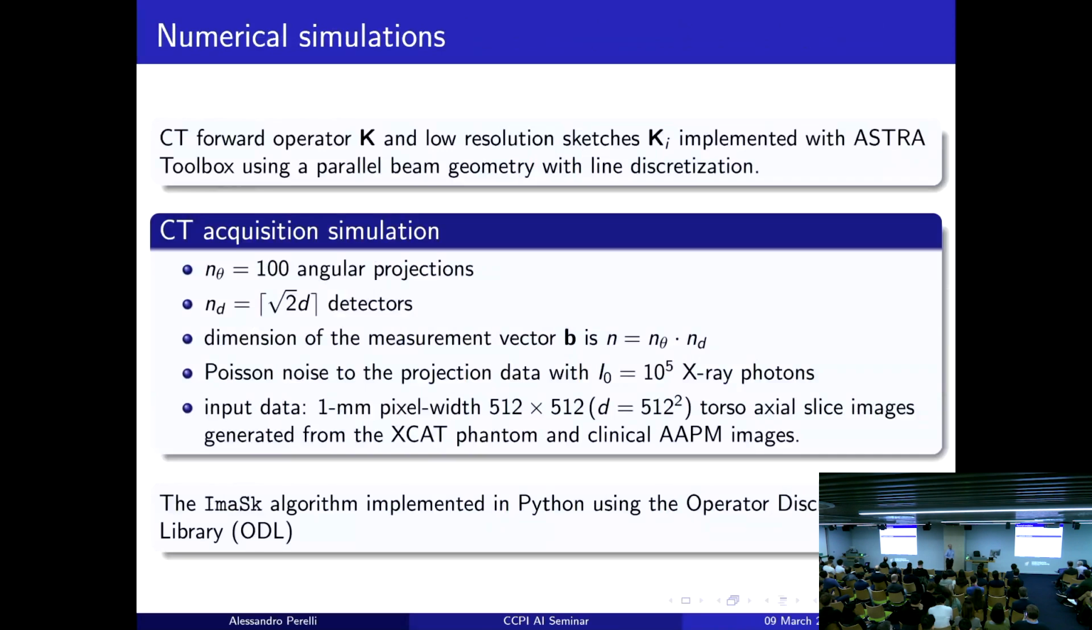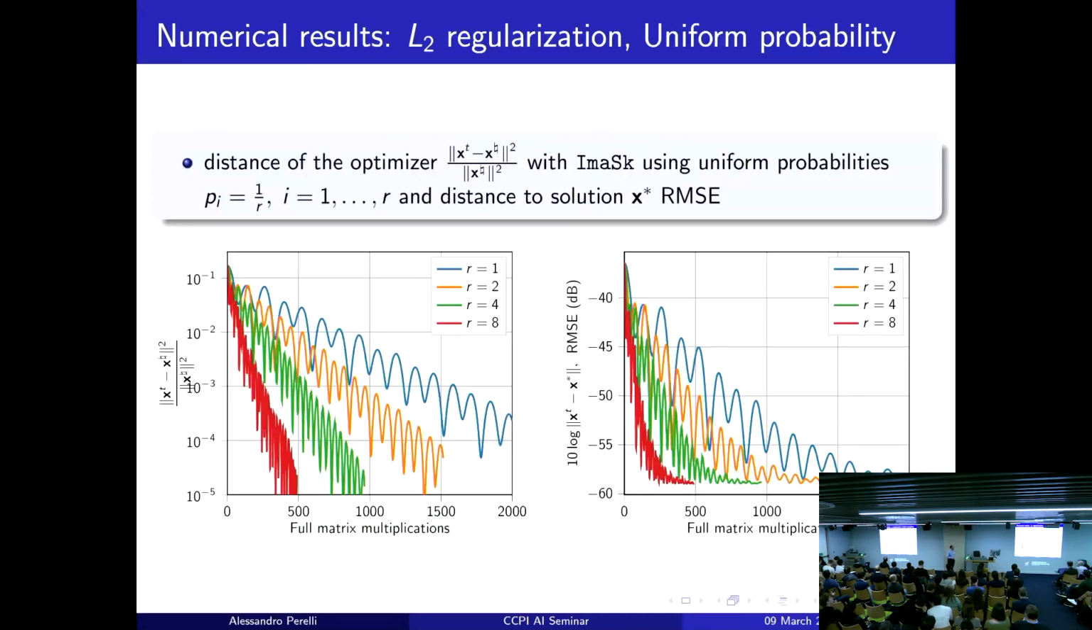Basically, we use ASTRA and ODL operators in Python to run this algorithm, on 512 by 512 2D images. Now, on the L2 regularization, we apply this IMASC. Here are the numbers of sketches. The low resolution equal to 1 is equivalent to the full resolution operator. Here we see the distance to the optimizer, where the optimizer is the solution of the primal dual hybrid gradient, and here is the root mean square error with respect to the ground truth.